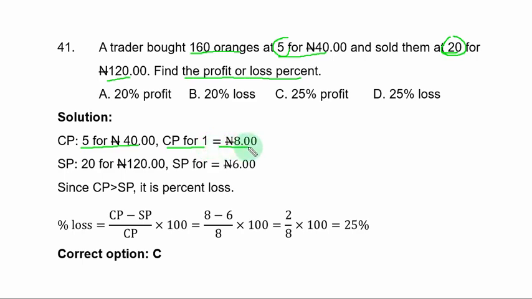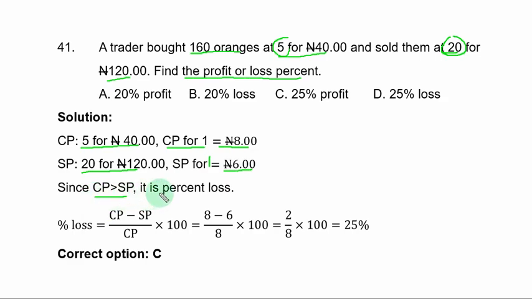Divide 40 by 5. Selling price 20 for 120 naira. Then selling price for one is 6 naira. That is 120 divided by 20. It is clear that cost price is greater than selling price.